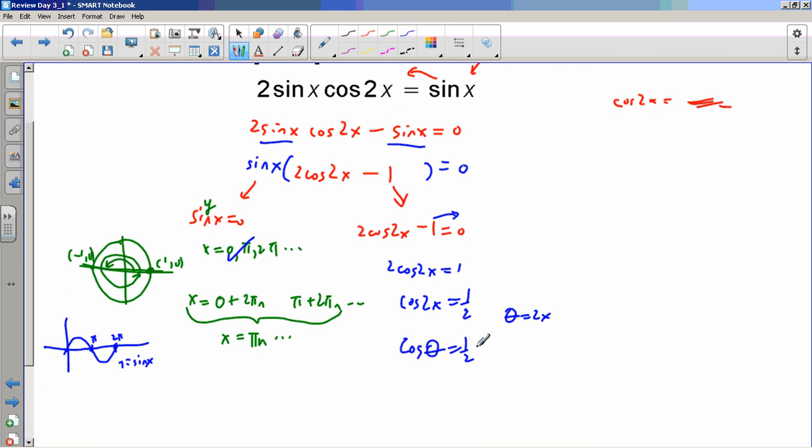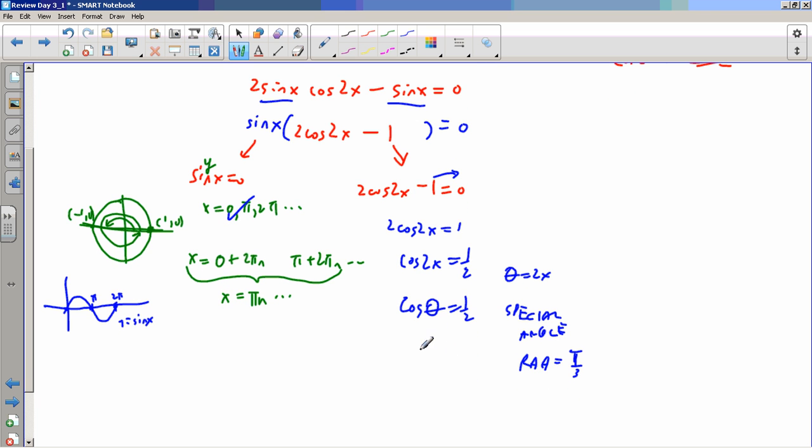Hopefully, you're recognizing this is a special angle. The related acute angle is, look it up on your chart. The chart is going to be on your formula sheet probably. It's pi over 3. And so, where is the cosine positive? It's in these two quadrants, right here and right here, where this is the related acute angle, pi over 3. And then I get my two solutions.